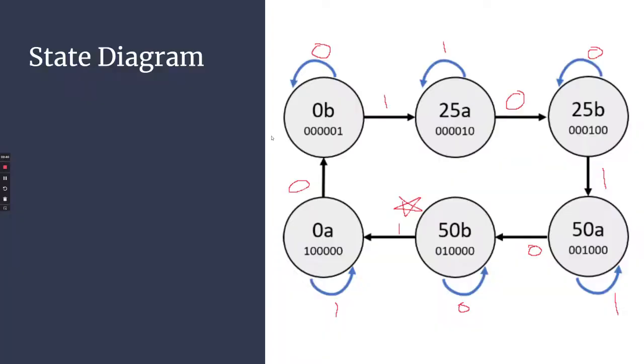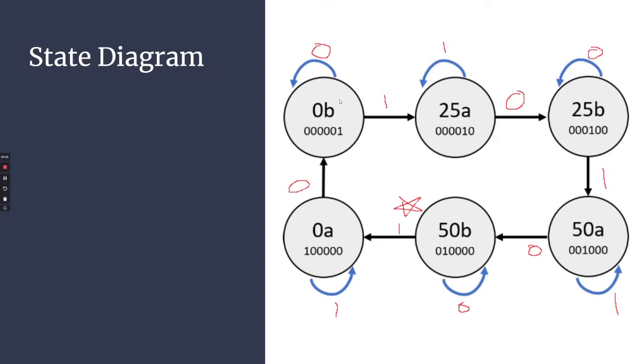So going into what the design process looks like, we first start off with our state diagram. Our state diagram looks a little bit different than what we typically see because of these 0B, 25A, 25B, 0A, 50B, and 50A. These A's and B's are states where the coin will be held. Our goal today is to create a vending machine that takes in nickels, and once the count reaches 10000 or 0A, it'll dispense a gumball.